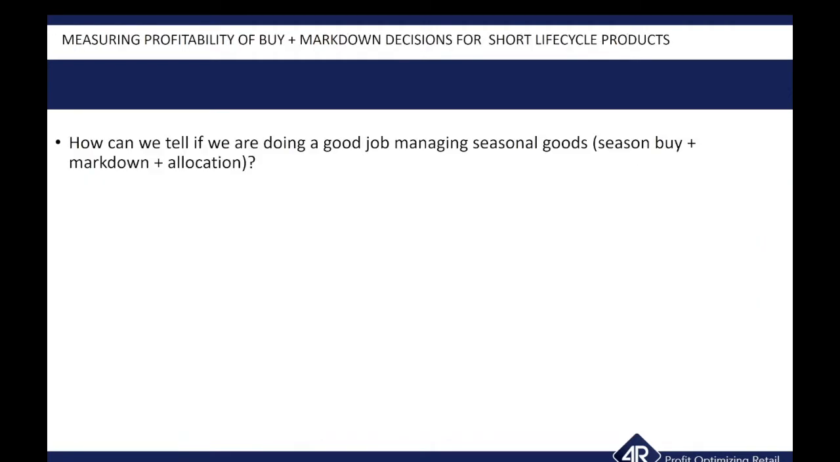So at this point, the main question we're dealing with today is, how do we know if we're doing a good job managing seasonal goods? Managing seasonal goods is really a combination of three different actions: the season buy, the allocation, so sending the product to the stores throughout the season, and then the markdown.